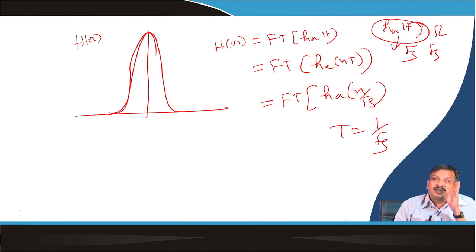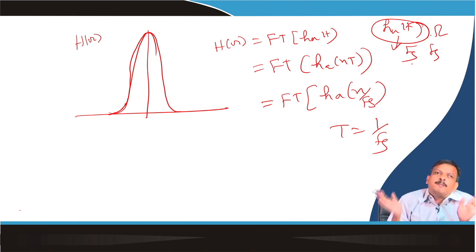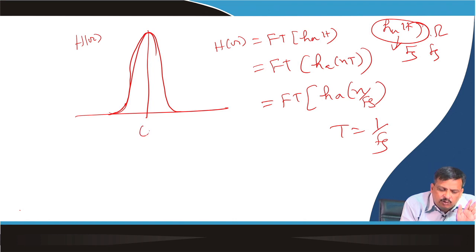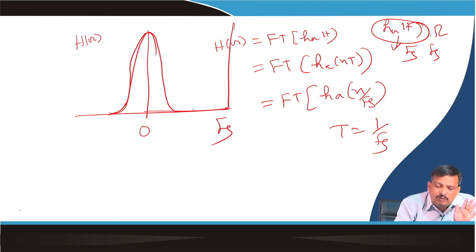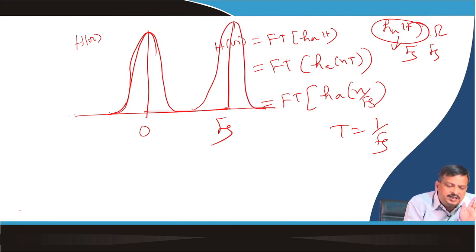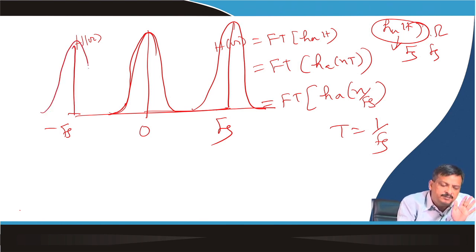Once I say I have sampled the signal, that means the signal is periodic after every Fs. So the highest frequency component is Fs. If this is 0 and this is Fs, then there will be another repetition of the same signal. If this is minus Fs, there will be another repetition of the same signal.